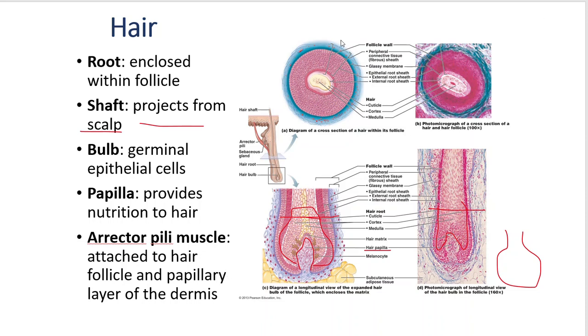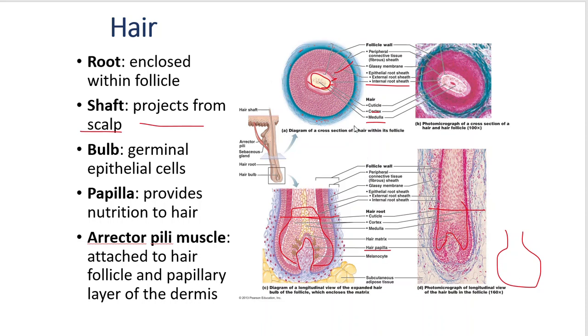Now, if you look at these guys from a side view, then you can see these different portions. The deepest part is going to be the medulla. The cortex is going to be the part on the outside of the medulla. The cuticle is going to be this part right here on the outside of the cortex. You've got an internal and external root sheath. Right there. And right there. Glassy membrane is on the outside of the root sheath. And then you have this connective tissue that's around all of it.